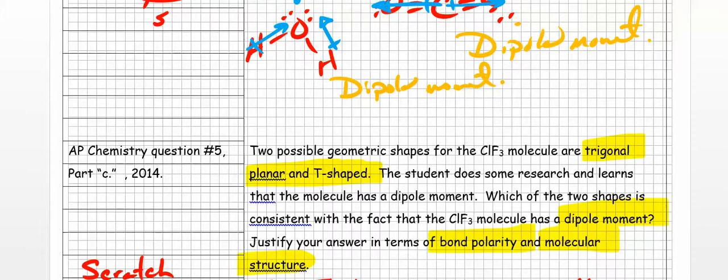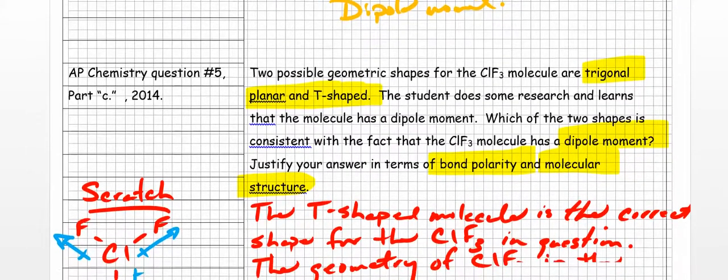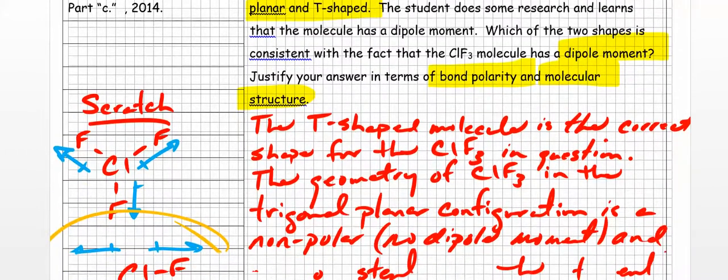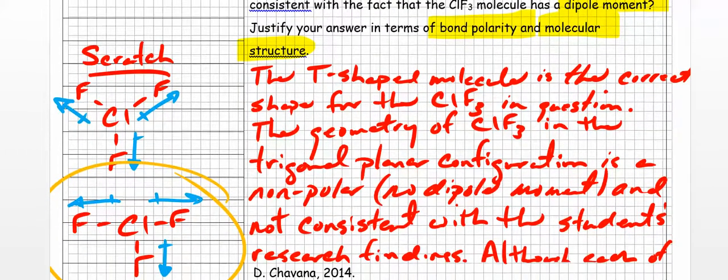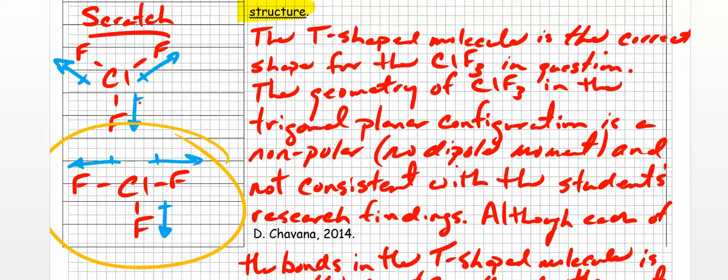So let's compare answers. When I wrote my answer, I separated my scratch paper from what I wanted the grader to see. What you see on the left is my scratch, the drawings that I've made just to convince myself of the answer. I drew, first of all, the trigonal planar structure in the upper left-hand corner. We have Cl, F, F, F, just like that.